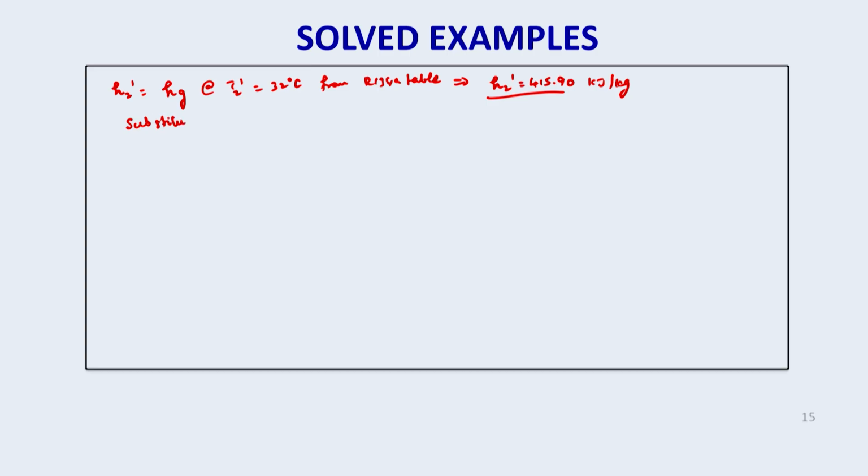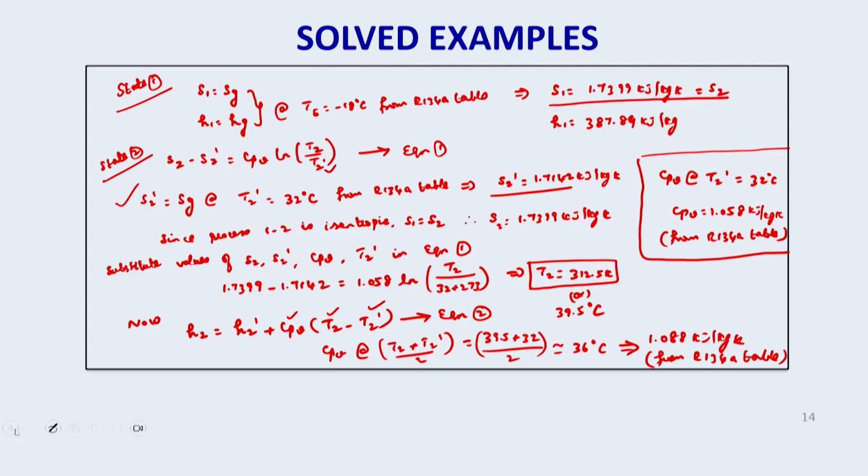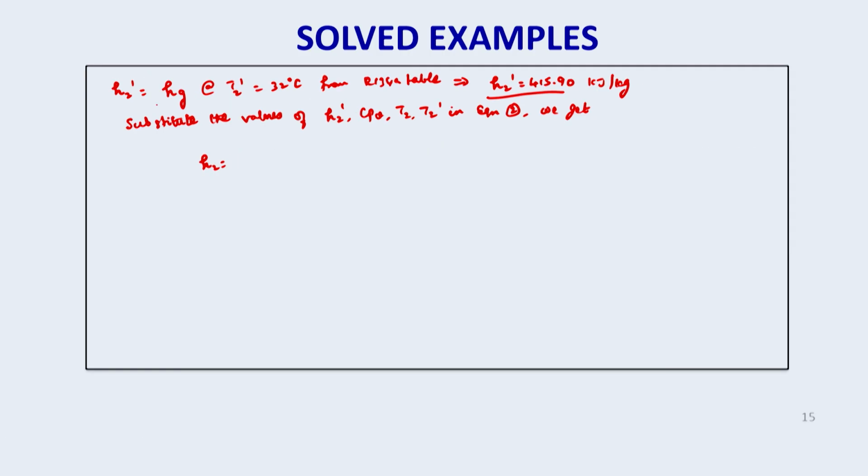Substitute the values of H2 dash, Cp of vapor, T2 dash in equation number 2. We get H2 is equal to H2 dash we have found here.